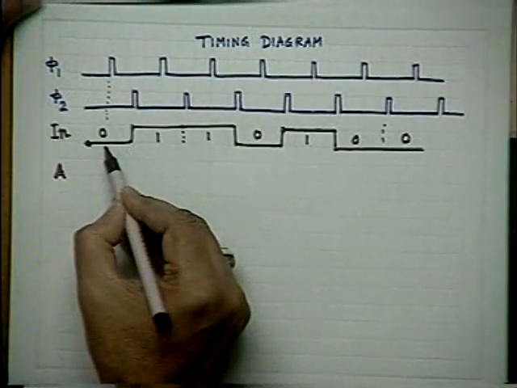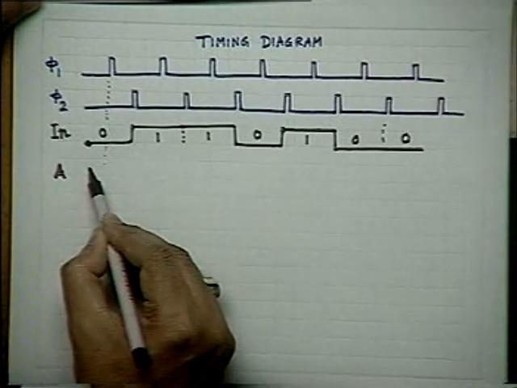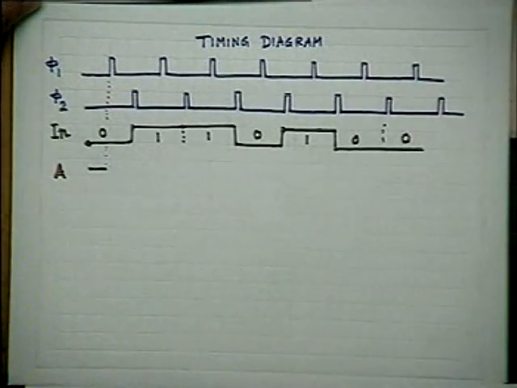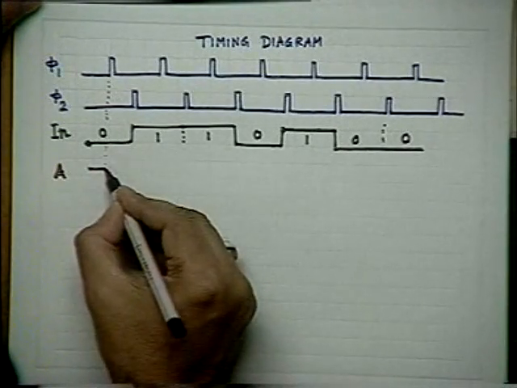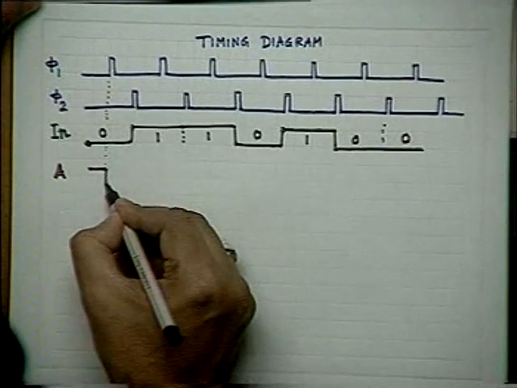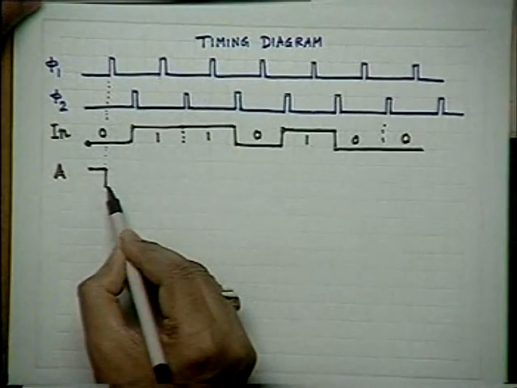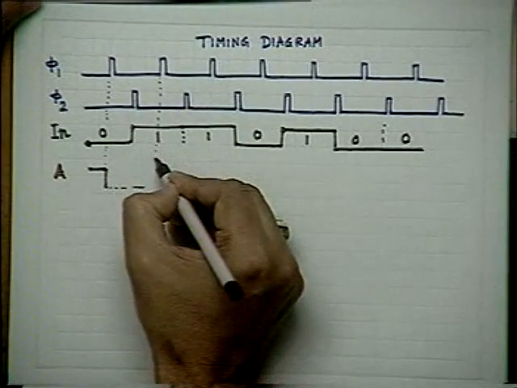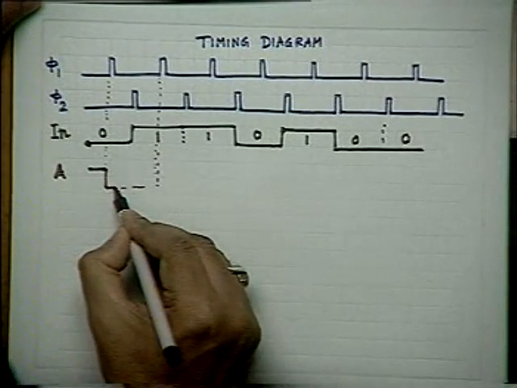Suppose initially it was at 1. I do not know, it was either at 1 or 0, it depends on the sequence, but let us assume it is 1. But then it will turn to 0. Then I have to wait up to this time. Please see that. I have to wait up to this time. Phi 2 does not have any effect on this thing.